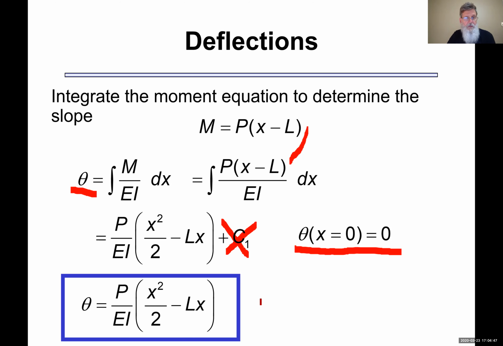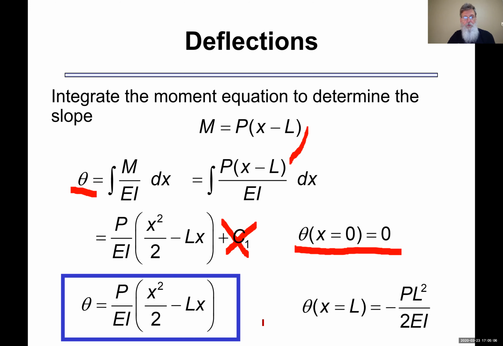And it's easy to check. Again, if I put in x equals 0, I get 0 slope. It does match my boundary condition. But I can put in any value I want here for x, any value from 0 to L, and compute the slope anywhere I want in the beam. That's pretty powerful.